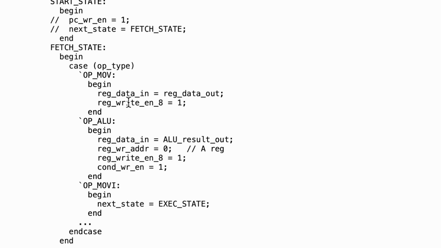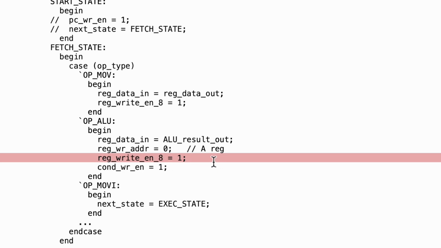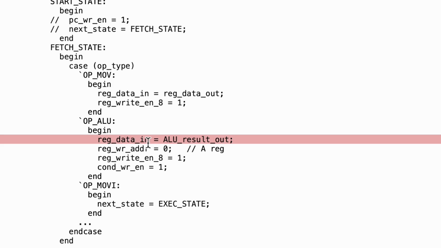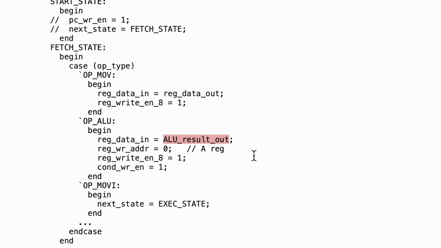So like the move instruction, we're going to be updating the register unit. We're going to be updating one of the 8-bit registers, so we raise the write enable for the 8-bit registers. We can't use the default for the write address. Remember that the 8-bit registers are numbered 0 through 7. We want to update the A register for all of the ALU instructions. So here we are setting the write address for the register unit to the address of the A register. And we're providing data to be written into that register as the data that's coming out of the ALU.